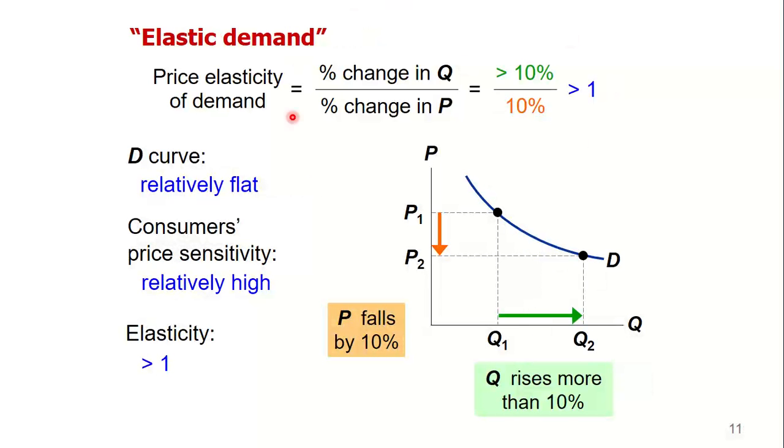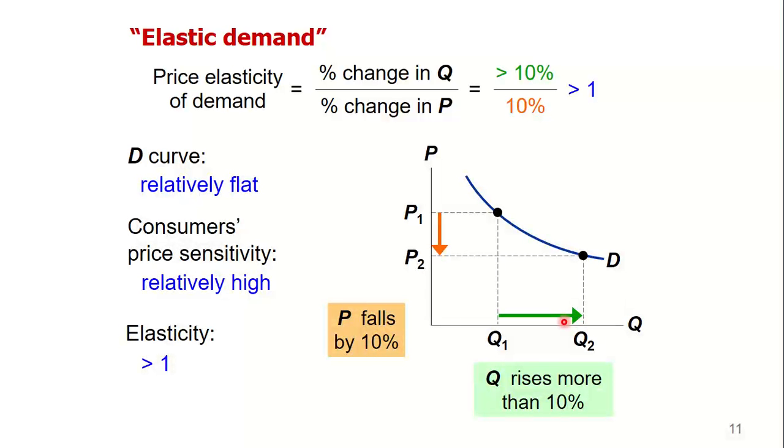Next is elastic demand. Here the demand curve is relatively flat, consumers' price sensitivity is relatively high, and elasticity is greater than 1. So we have a price change. The price falls by 10%, but the quantity rises by more than 10%. So there is significant reaction to the price change.